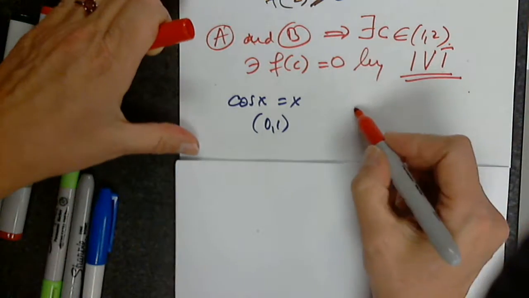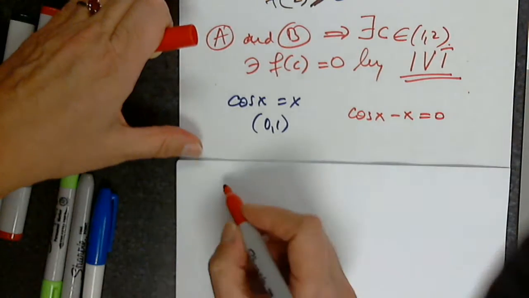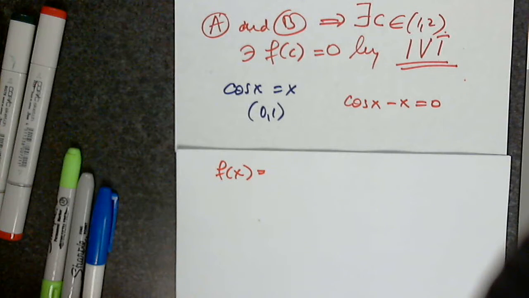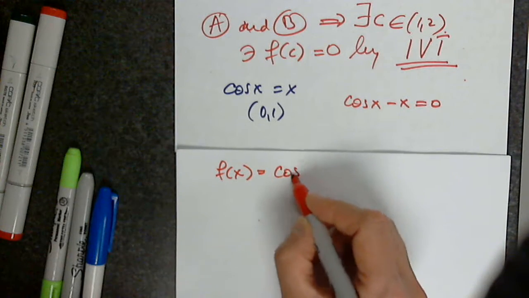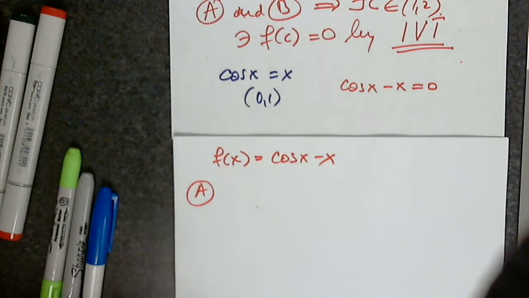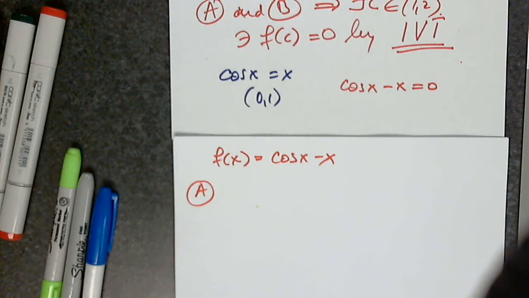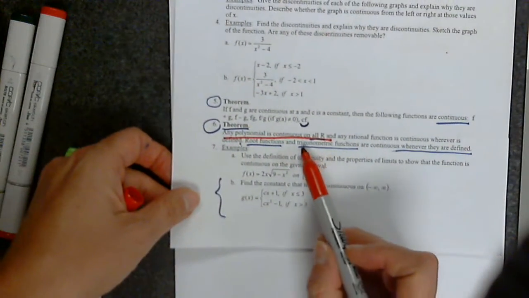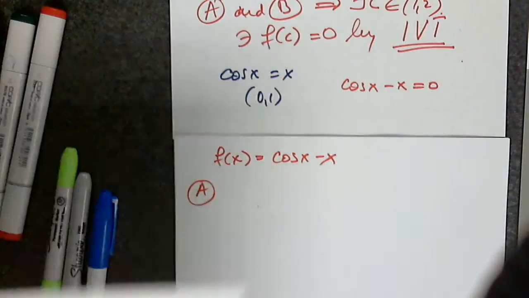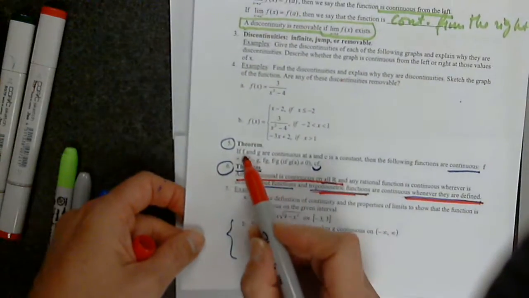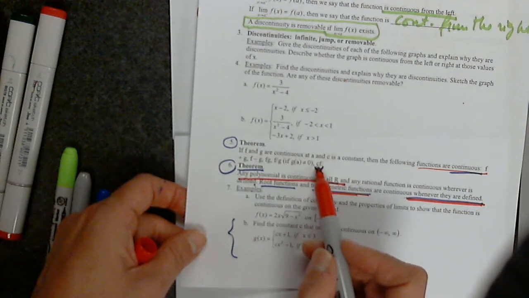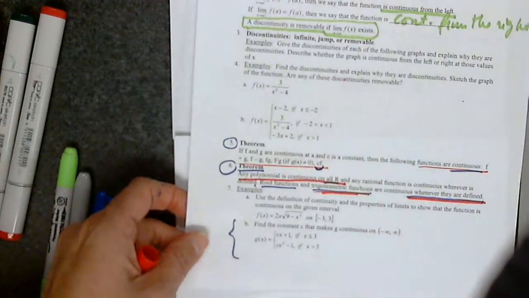Yes, create a function. So cosine x minus x equals 0. So therefore, what is our f of x? Good. Number 1, or part A, what do I have to say? And again, I'm quoting the same theorem over and over. Trigonometric functions are continuous wherever they are defined. And any combo, if f and g are continuous, the following functions, the sum, the difference, product, ratio, and the constant times the function, they're all continuous.